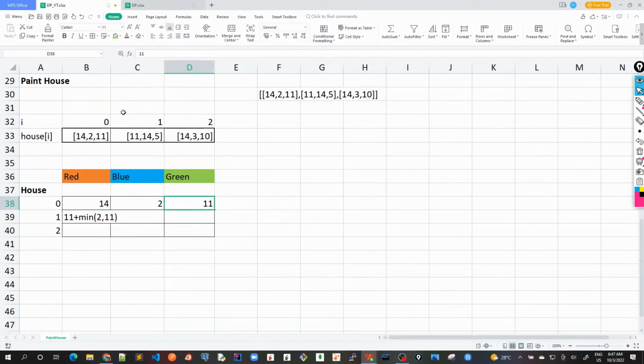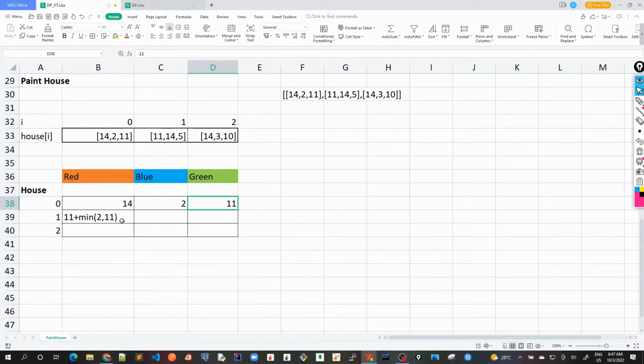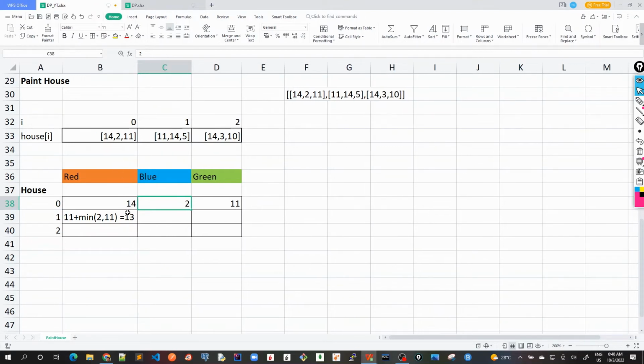2 for blue and 2 and 11 for green. That's why it would be 13, right? Minimum is 2. So it means that up till this point, we have come to a conclusion that if I paint the house 0 with blue and paint the house 1 with red, because this cell is for calculating for red, then the cost associated would be 11 for red plus 2 blue, which is 13.